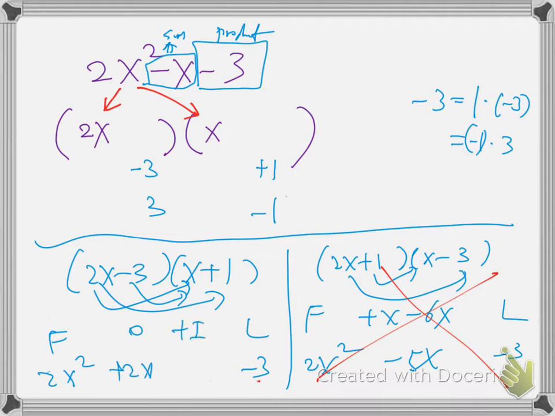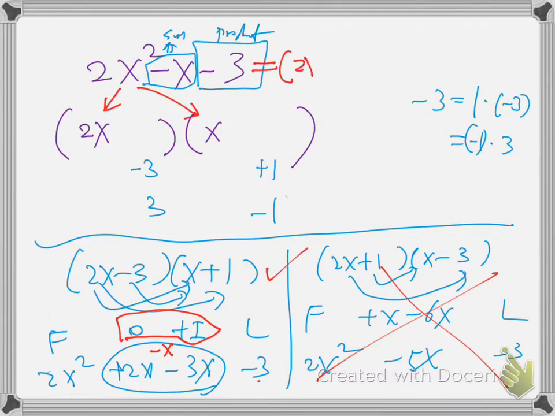Inner product, -3x. So positive 2x, -3x, we got -x. So this is -x, their sum. The sum of O and I is -x, so this is the right answer. Okay, this is the right answer. So this is 2x minus 3 times x plus 1.